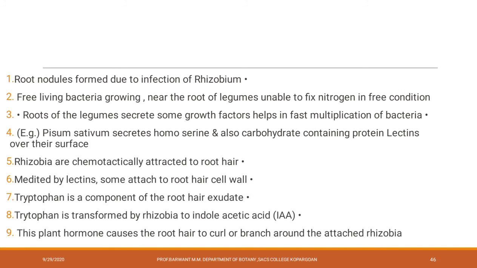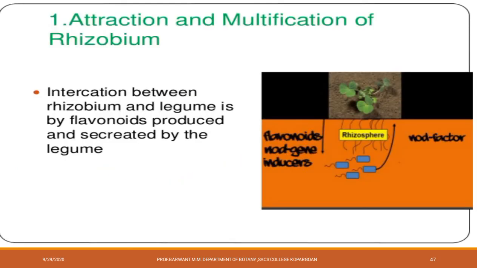Rhizobia chemotactically attach to the root hairs, mediated by the lectin. Some attach to the root hair cell wall. Tryptophan is a component of the root hair exudate. Tryptophan is transformed by the rhizobia into indole acetic acid. This plant hormone causes the root hair to curl or branch around the attached rhizobia.